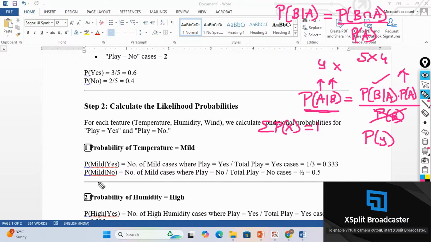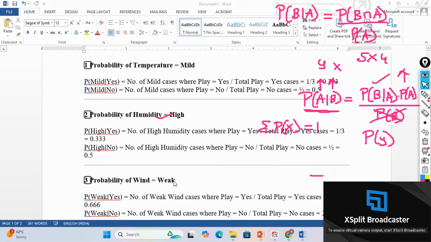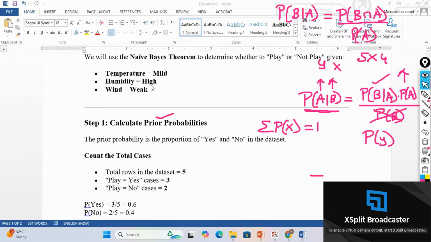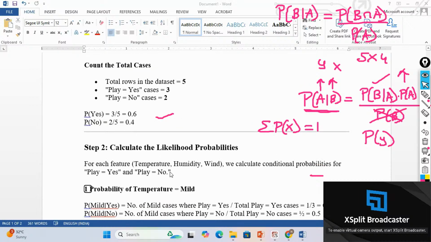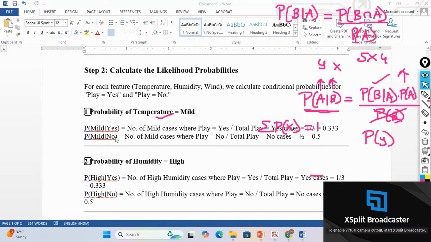In the same way, I'll do it for temperature being mild and play being no. So I'll get one more value. In this way, I'll calculate for all 3 different values: temperature being mild, humidity being high, and wind being weak. I assume. One minute. Yes, wind is weak. So the question is, from where did I take these values? From here. From here I took the values. And I'm calculating for both cases, play being yes and play being no.